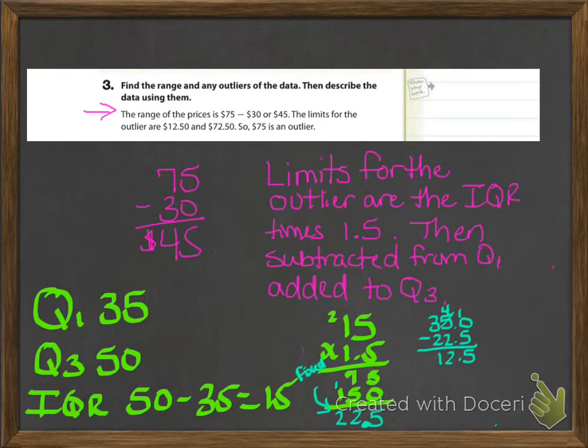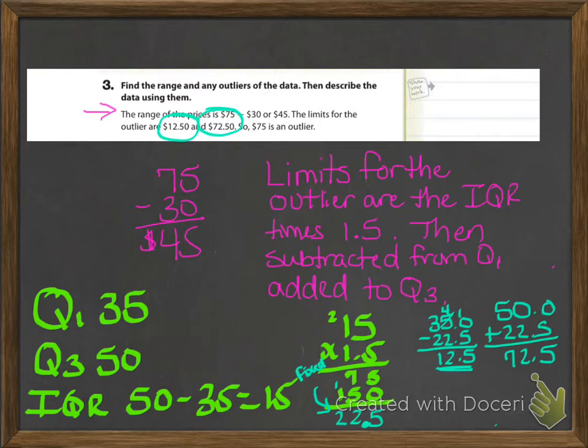And you get 12.5. That's my lower range limit, which is where that 12.50 came from, right over here. And then you're going to take your quartile 3 number, which was 50, and we're going to add it to the 22.5 that we found. And then put my decimal here, and I get 72.5 on this one. And that's my upper limit. So you can see how we found our outliers here on this one.